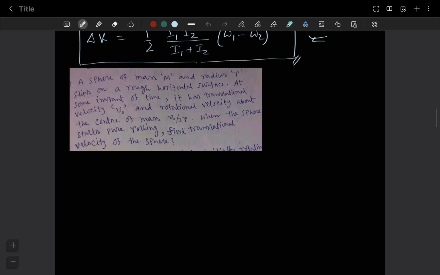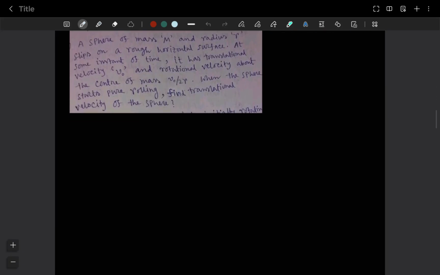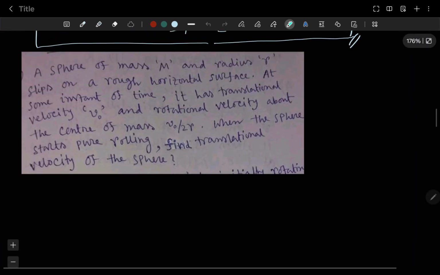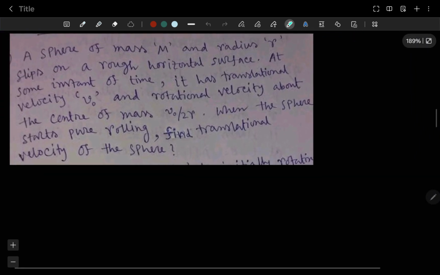Okay, so let us do some more numericals of rigid body dynamics. Here, this problem, see this problem.